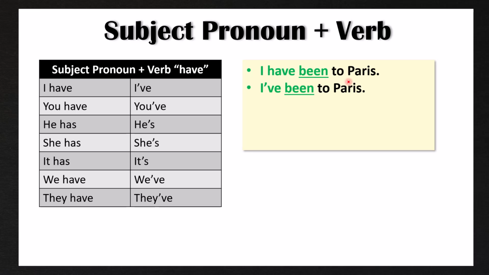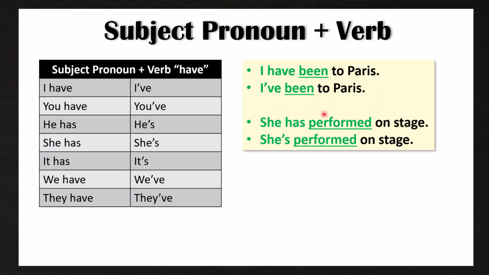I have been to Paris. I've been to Paris. She has performed on stage, or she's performed on stage. You also have to look at the context of the sentence to determine what the contraction stands for.